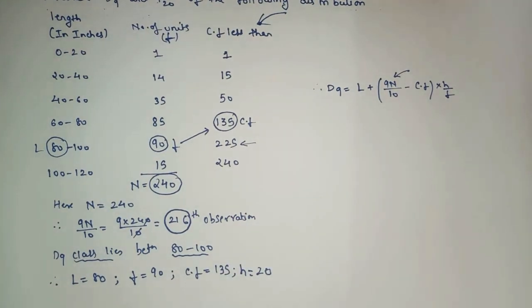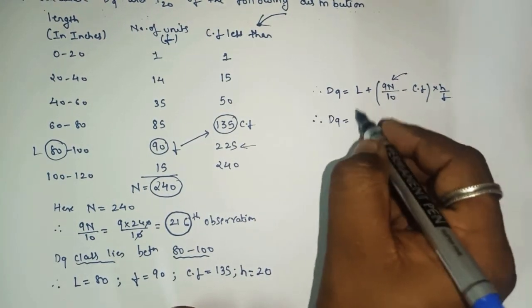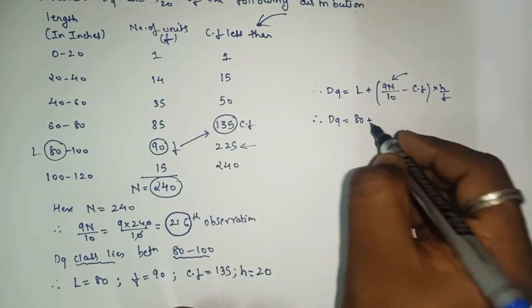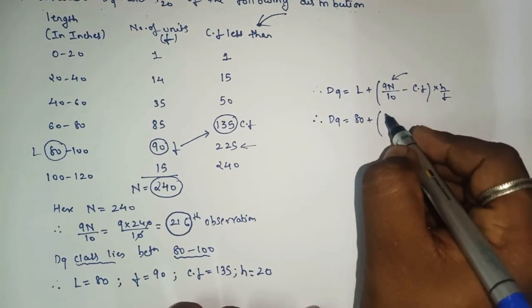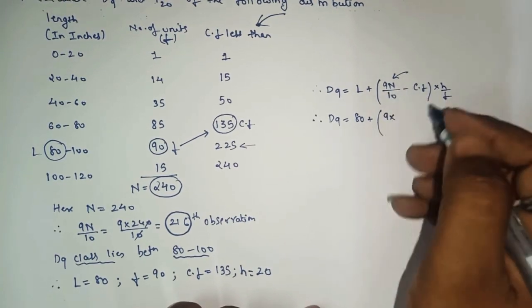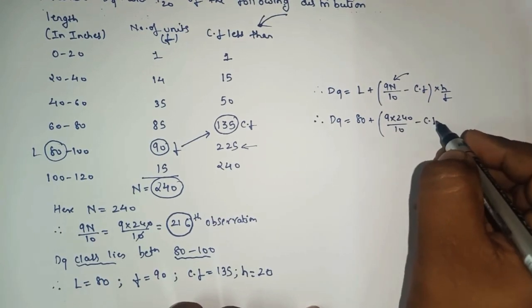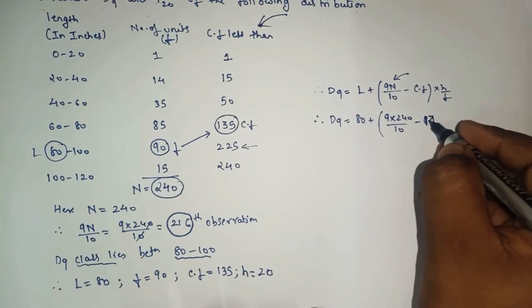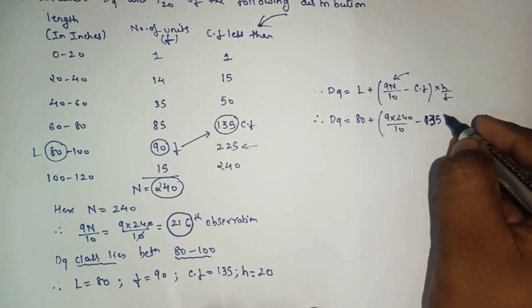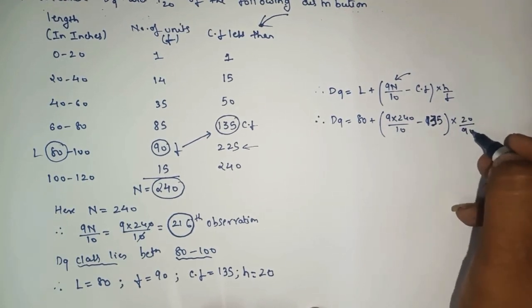Okay, so now let's move on. Here you simply have to replace the values. L is what? 80, yes or no? Then 9 into 240 upon 10 minus Cf, which is 135, into h, which is 20, upon 90. Yes or no?